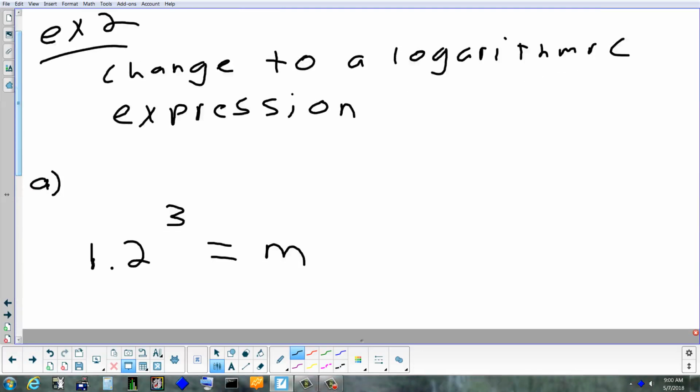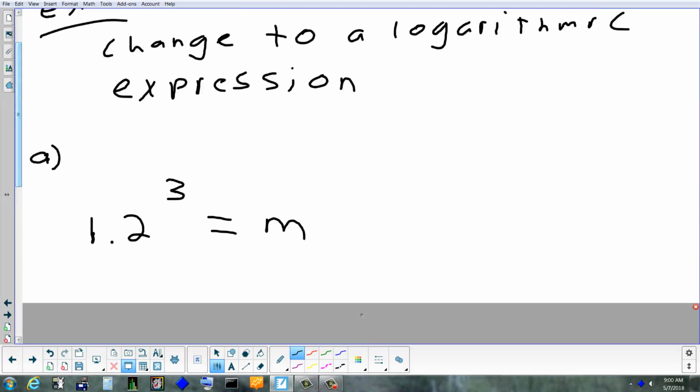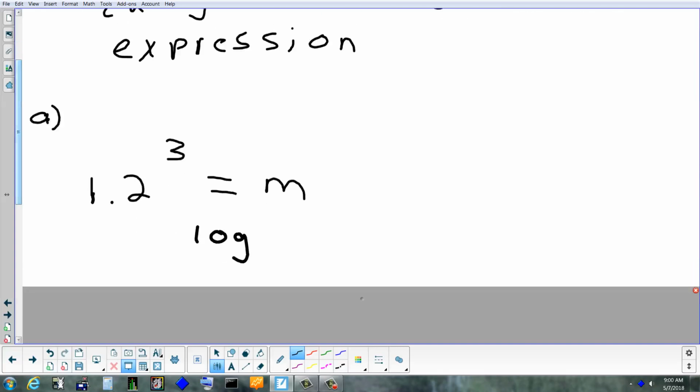All right, so this one says 1.2 cubed equals m. So Sam, if I'm going to put this in log form, what do you think the very first thing I have to write down is, so somebody reading this knows we're dealing with a logarithm? Log. Yeah, you got to put the word log. Exactly. So put the word log. Okay, and when we're done, we're looking for something like this.